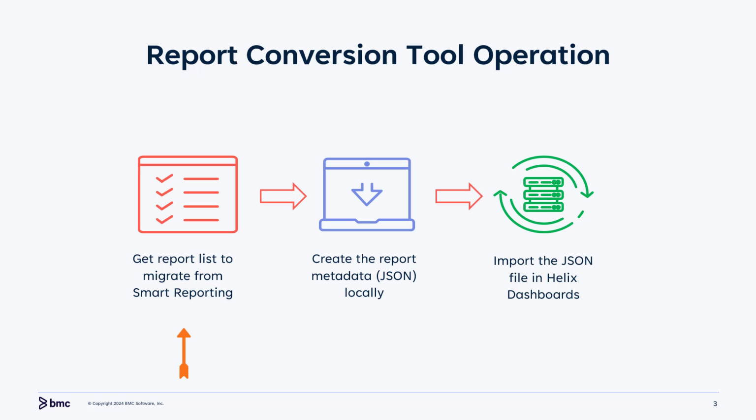In the first phase, the conversion tool retrieves the report list from Smart Reporting, including private and public reports. In the second phase, the conversion tool extracts the metadata of the selected reports. In the third phase, the conversion tool creates reports in Helix Dashboards.